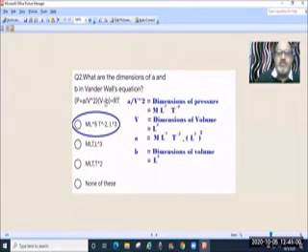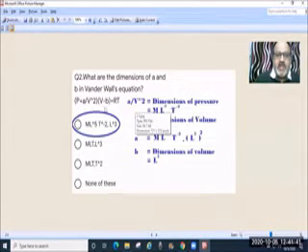Now what will be the dimension of B? The same principle applies here. This bracket has the dimension of volume. So this term will also have the dimension of volume. So B is equal to the dimension of volume, that is L³. So this answer is correct here. The principle of homogeneity of dimension is very important, and you should know how to apply it. This is how you can apply the principle of homogeneity to calculate the dimensions of unknown constants A and B in this van der Waals equation.